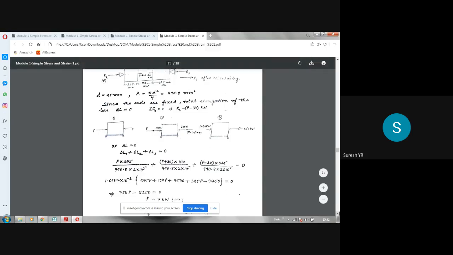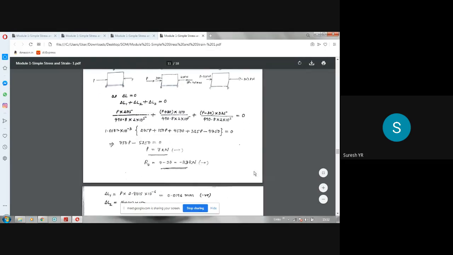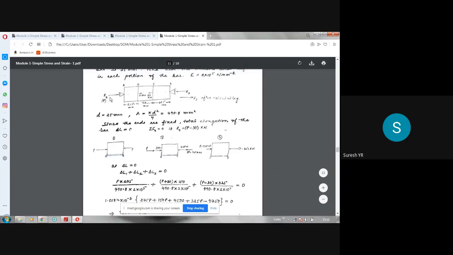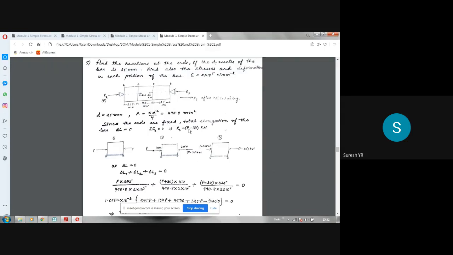7,000 means it is in Newton. Convert that into kilonewton, 7 kilonewton. So you are getting P as 7 kilonewton. Okay. Then once P is 7 kilonewton, your RA is nothing but 7 kilonewton now. RA is nothing but P. Reaction at A is P here. Then RD will be P minus 30. So P minus 30 means 7 minus 30, which is minus 23.